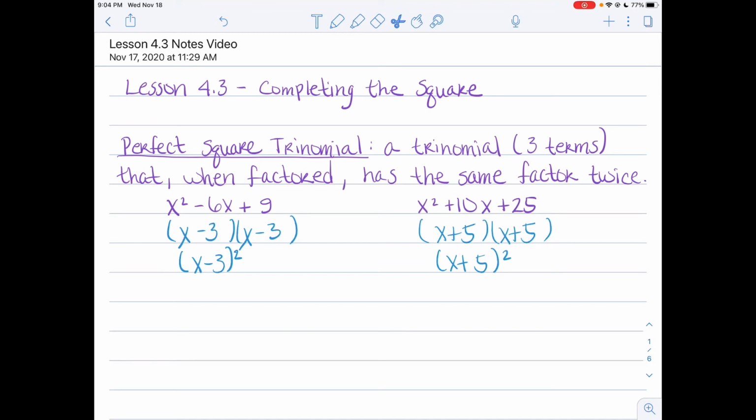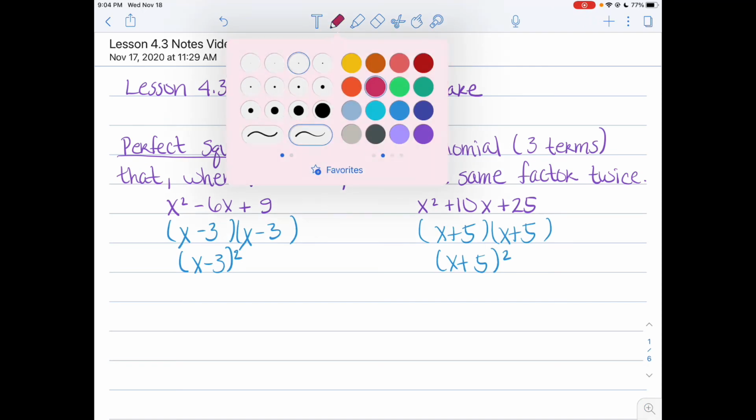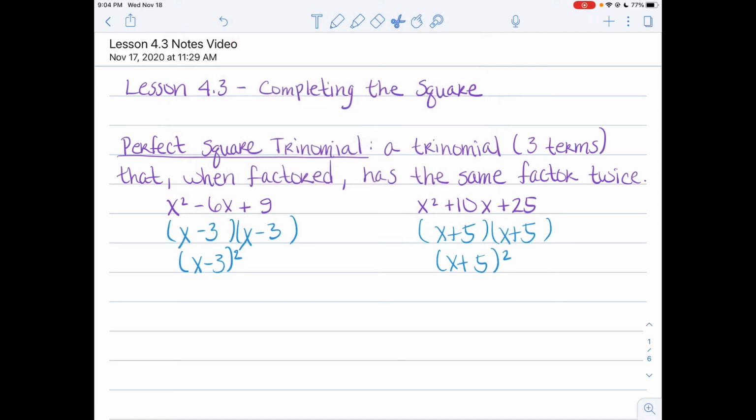Now I want you to notice a pattern that emerges here. If we look at the relationship between this number right here in our factor and the numbers that we have in our perfect square trinomial, a negative 6 and a 9, notice that negative 3 is half of this term, that bx term, if you're thinking about ax squared plus bx plus c.